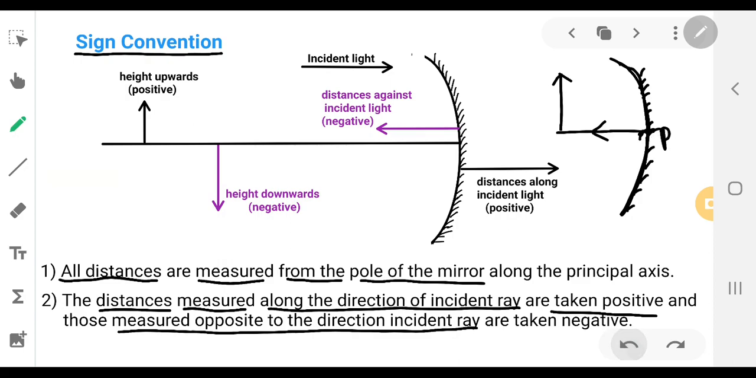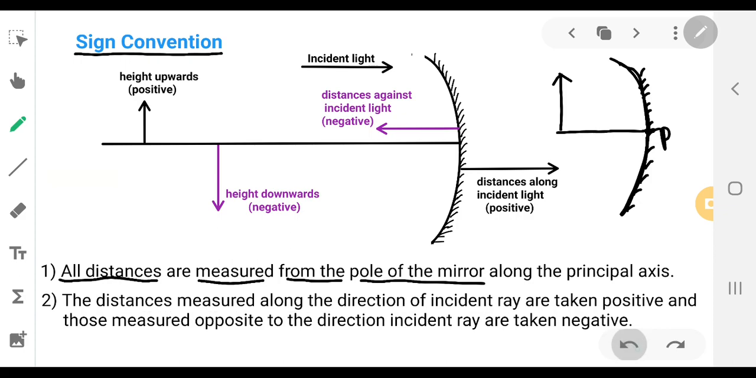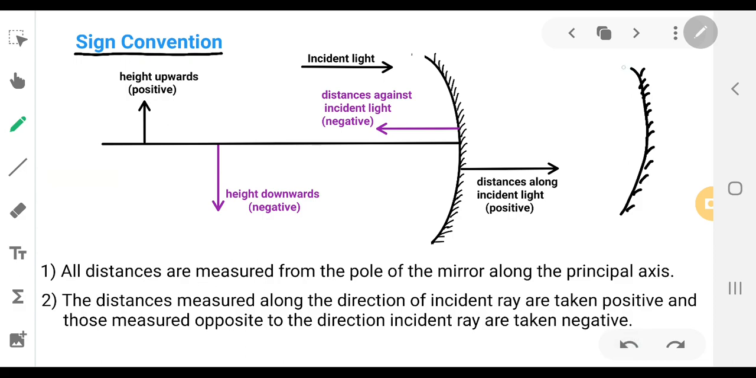So what will be the sign convention for the focal length? What do you mean by focal length? If this is a concave mirror, as you know, it is a part of a sphere. Wherever its radius is, the radius of the sphere is called the radius of curvature of the spherical mirror.